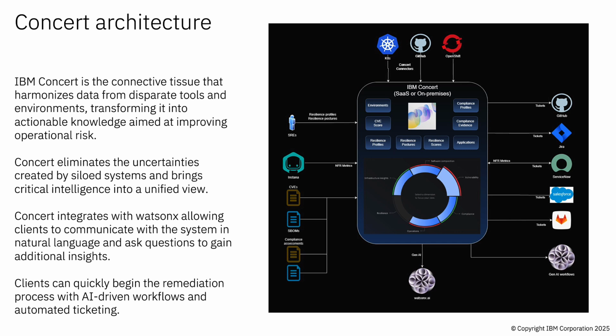At the bottom and bottom right, you can see two watsonx icons. The bottom right one represents GenAI workflows, which can be used in conjunction with some of Concert's recommendations to immediately begin the remediation process. We saw an example of this earlier in the demo environment when we were looking at resilience. And then Concert also uses watsonx throughout risk and resilience postures to provide insights and recommended action.